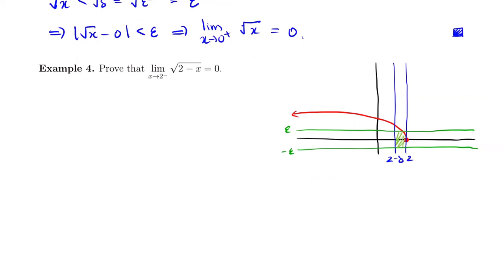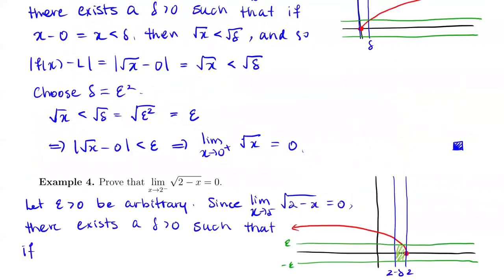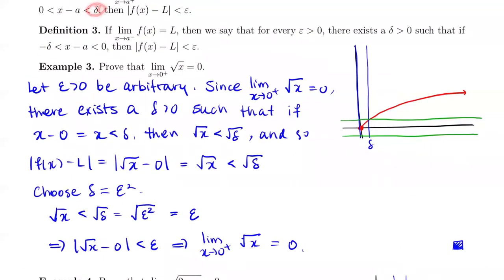All right, so we're going to start by saying, well, same stuff. Let epsilon be greater than 0 be arbitrary. Okay, so since the limit as x approaches 2 from the left of the square root of 2 minus x is equal to 0, then we say that there exists a delta such that if, so instead of delta from the right side, we're going to use the lower bound for it.